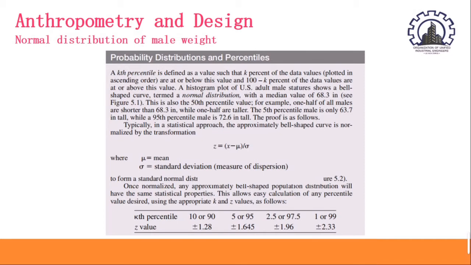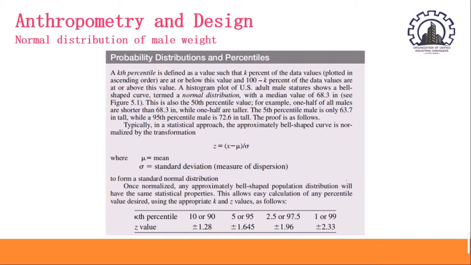Typically, in a statistical approach, the approximately bell-shaped curve is normalized by the transformation given below. Z is equal to the quantity of x minus the Greek symbol mu, all over sigma, where mu means the mean and sigma means standard deviation, or the measure of dispersion. Now, to form a standard normal distribution, once normalized, any approximately bell-shaped population distribution will have the same statistical properties. This allows easy calculation of any percentile value desired, using the appropriate k and z values as follows.